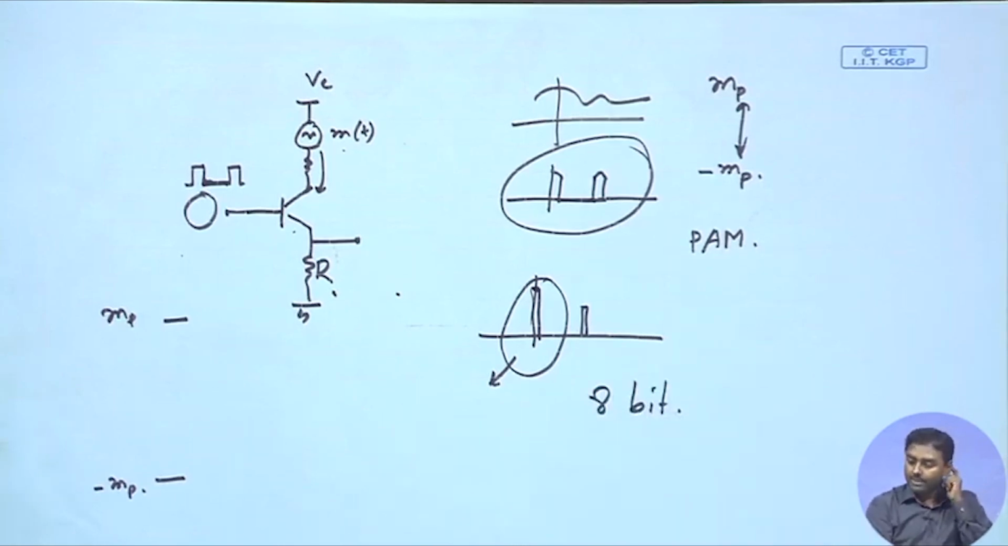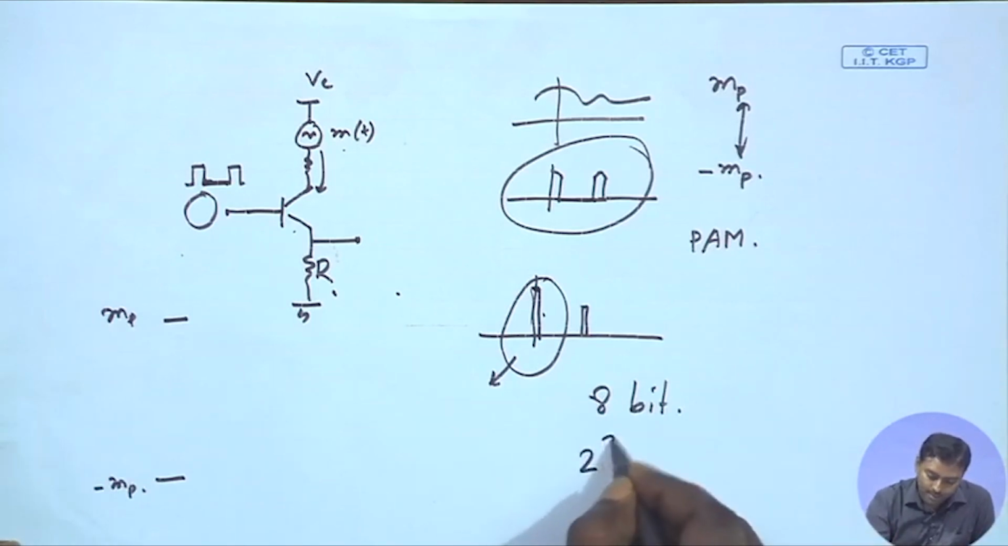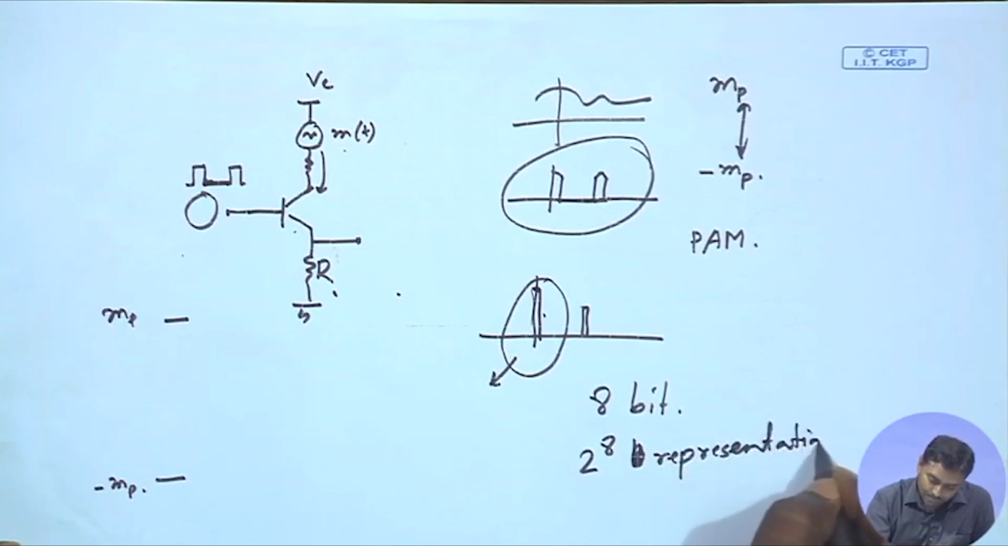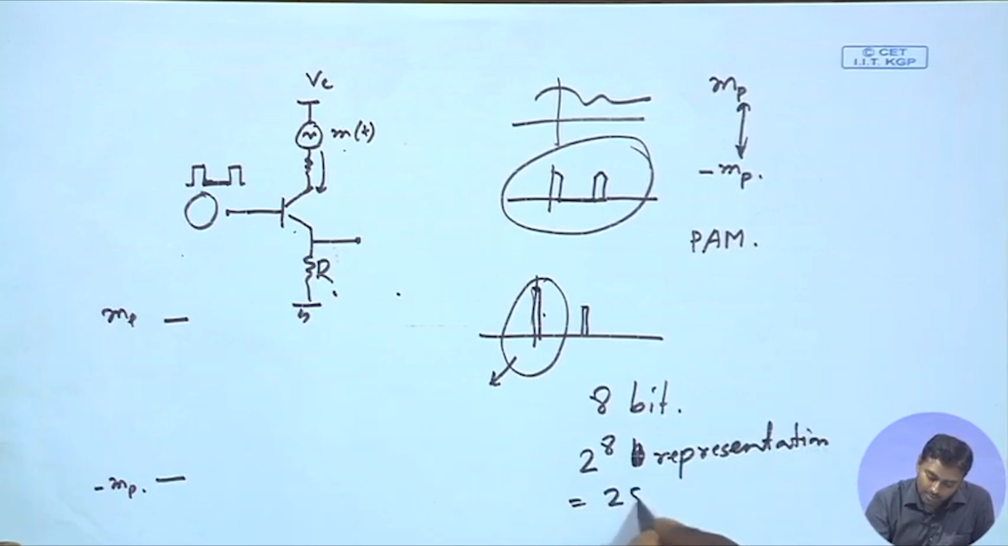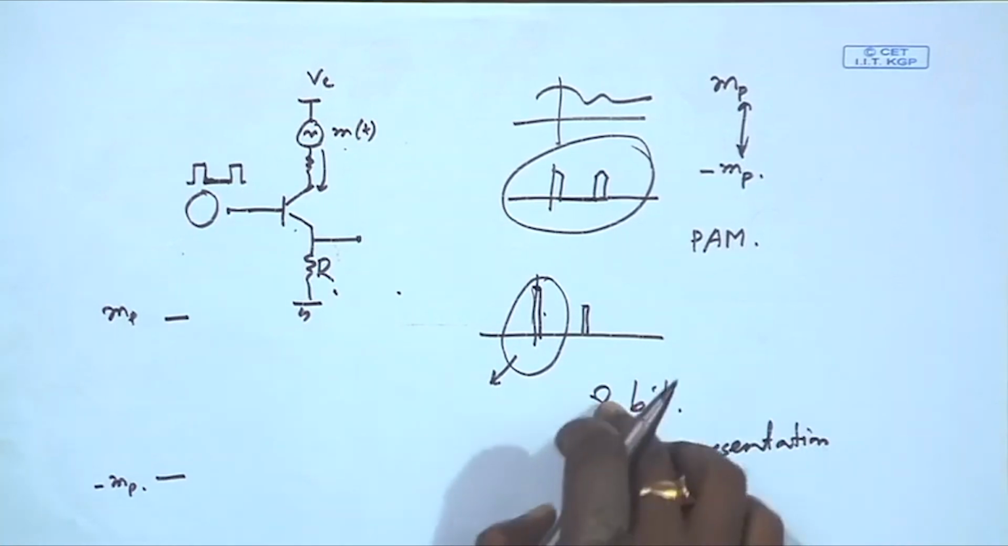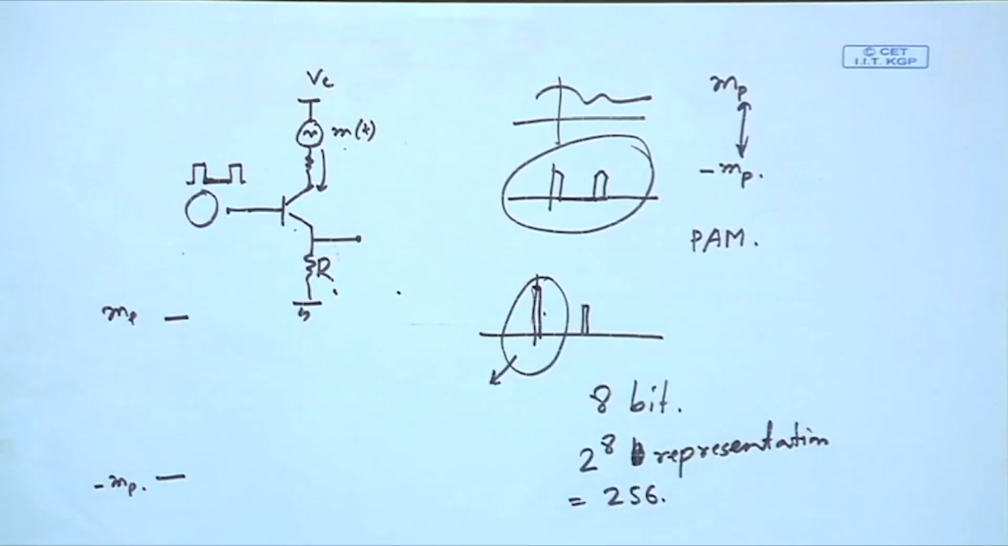Okay. So, that means each of the samples I will be representing with 8 bits. With 8 bits, how many representations can I get? That is something we know, 2 to the power 8 representations. That is 256 representations. So, if I represent every sample with 8 bits, then I can only get 256 possible representations.